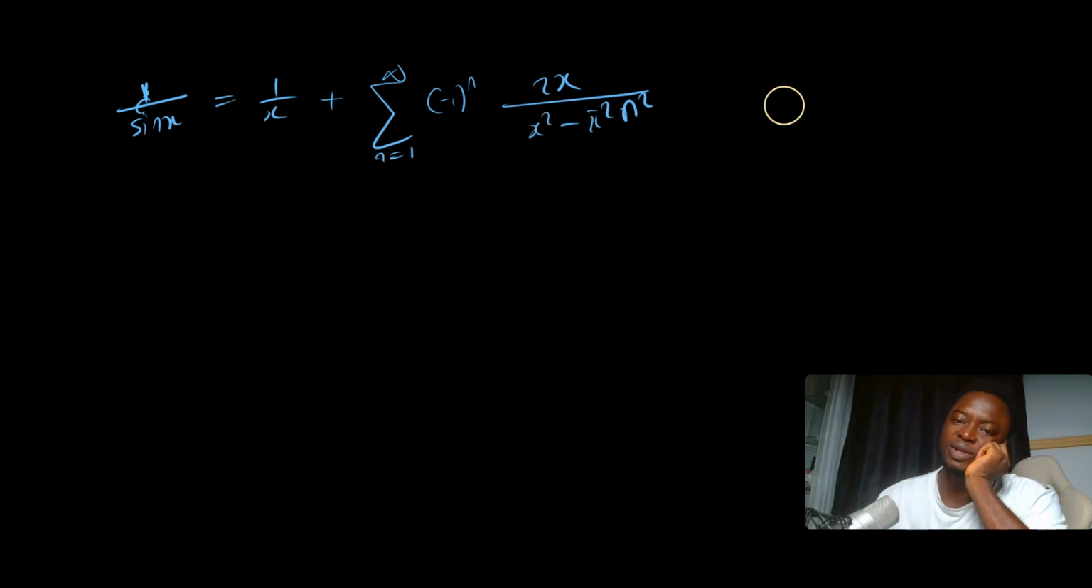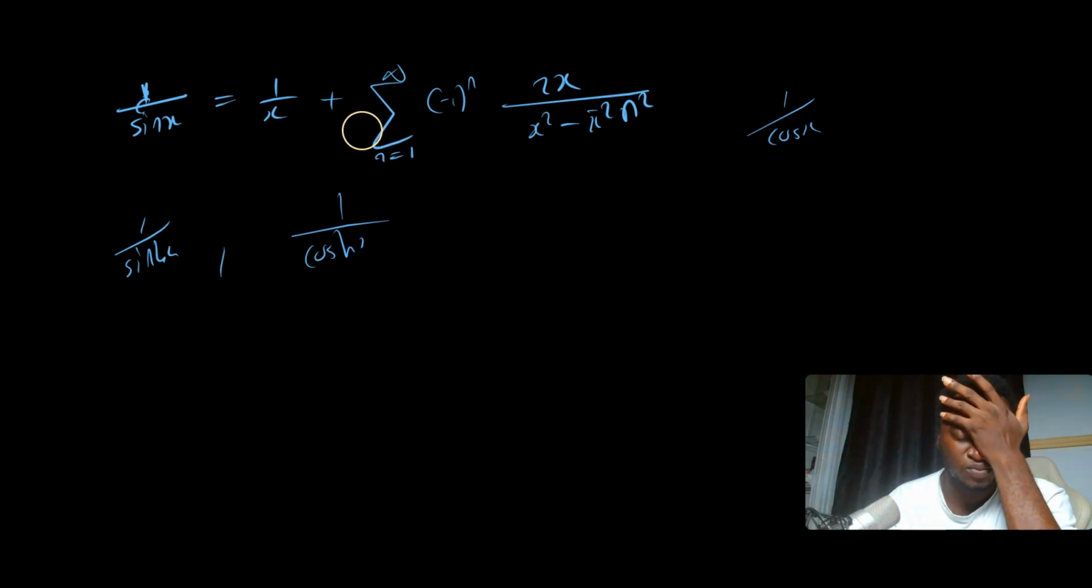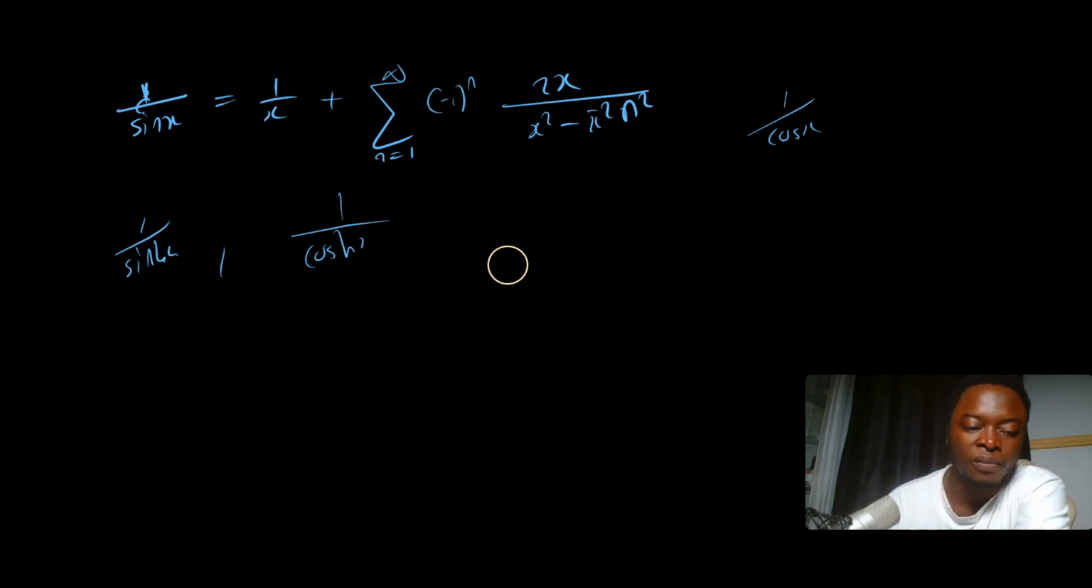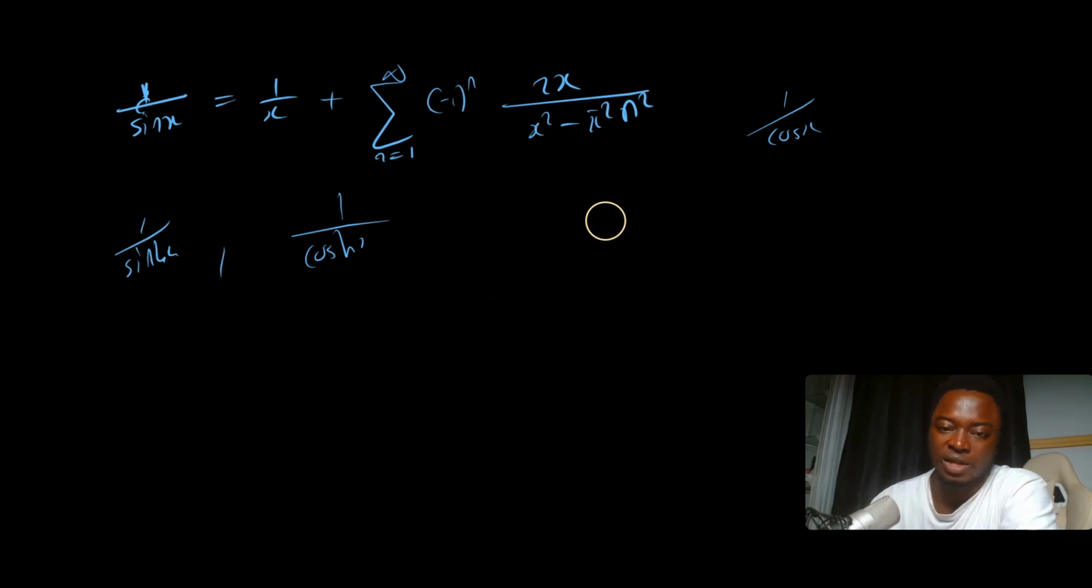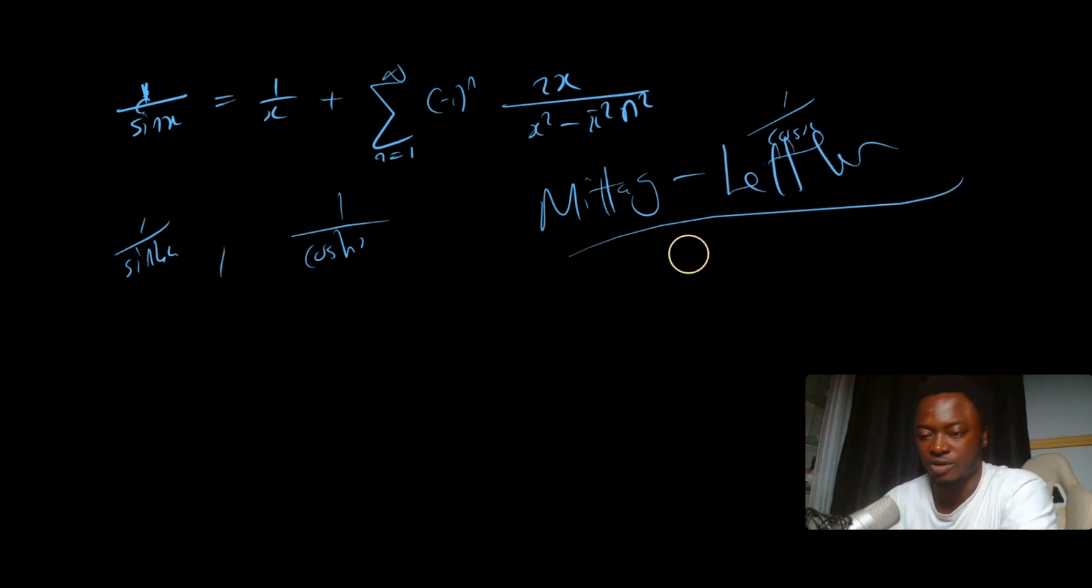You can do the same similar thing for 1 over cos, and from there you can obtain 1 over sine x and 1 over cos again by changing x to ix and the rest. So you see that it's a lengthy process, but you would always have a handy table featuring all this. They call them the Mittag-Leffler expansion.